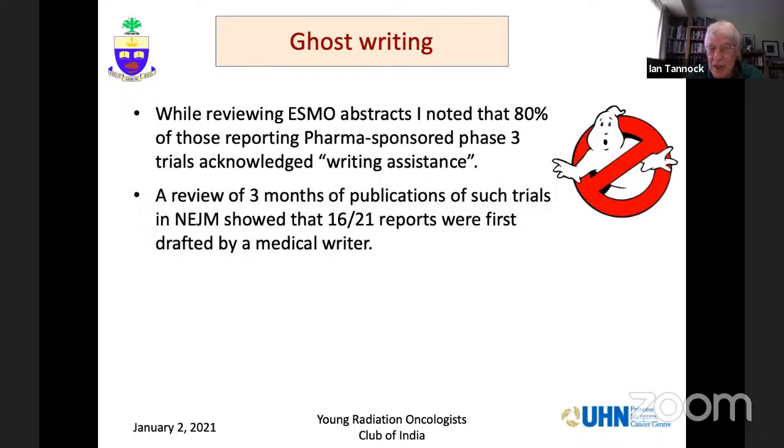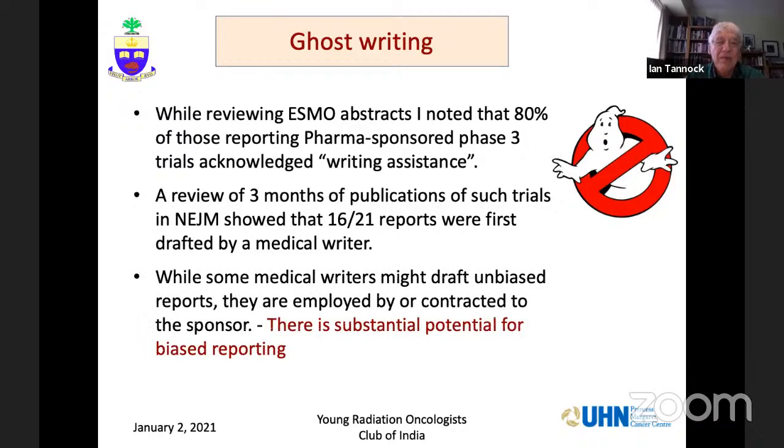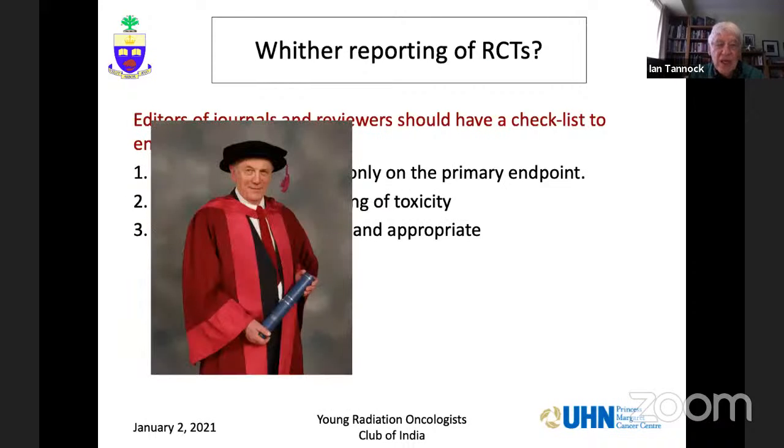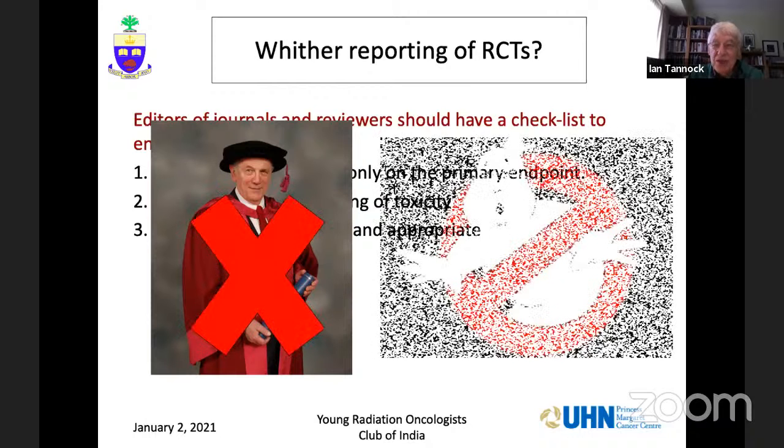I then reviewed 3 months of publications of trials in the New England Journal, which requires authors to state, and so does the Lancet, who wrote the first draft. And 16 of 21, so again, roughly 80% of reports were drafted by a medical writer. Kudos to the 5 where the authors actually wrote their paper. And while some medical writers might draft unbiased reports, they are employed by or contracted to the sponsor, and there is substantial potential for biased reporting. So do look at who wrote the paper. With the reporting of randomized trials, editors of journals and reviews should have a checklist to ensure that conclusions are based only on the primary endpoint, comprehensive reporting of toxicity, and authorship is deserved and appropriate. We do not need honorary authors, and we do not need ghostwriters.